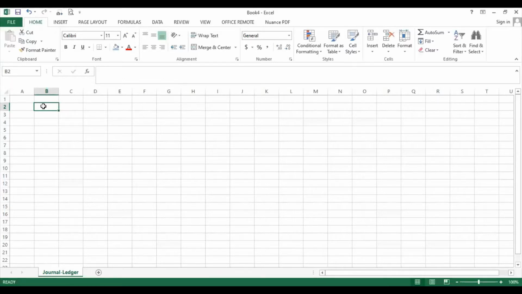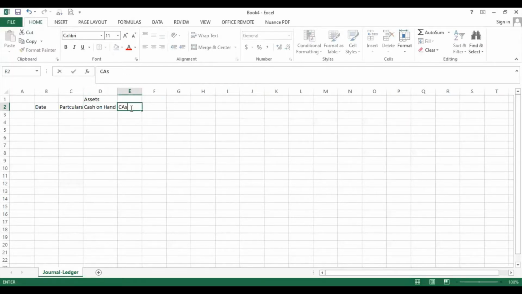Start with the date. Of course, a journal has a date column, a particulars column, and we have our assets. So we can have cash on hand. Our assets will also include cash in bank.